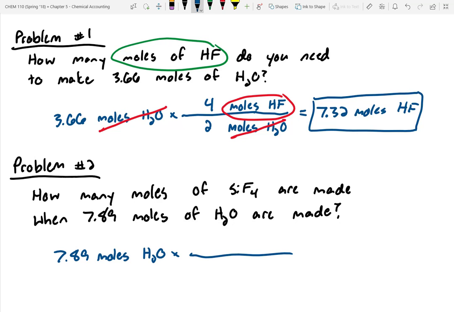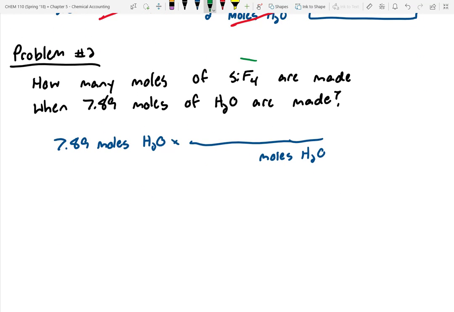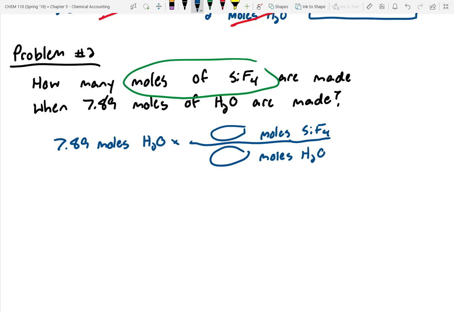We know, just like before, we want to cancel out moles of water. So that needs to go on the bottom. And then this time what we're trying to solve for is moles of silicon tetrafluoride, right? So that's got to be the unit on top. And now what we need to do is figure out the ratio of moles of silicon tetrafluoride to the moles of water.